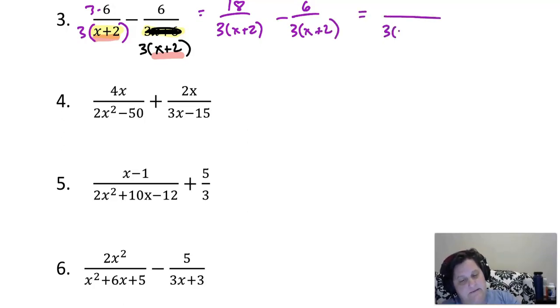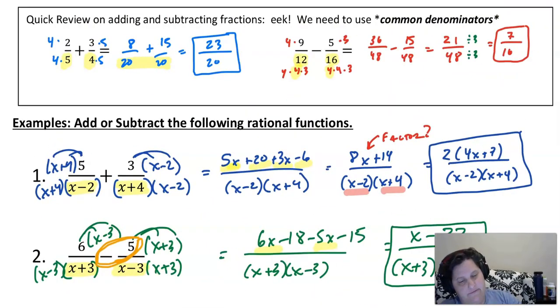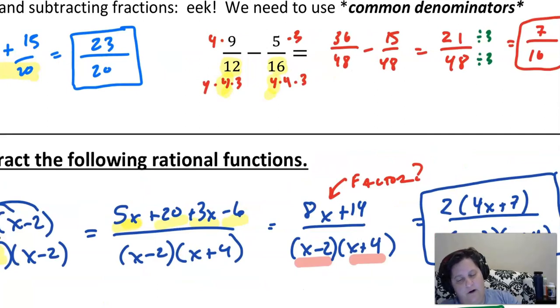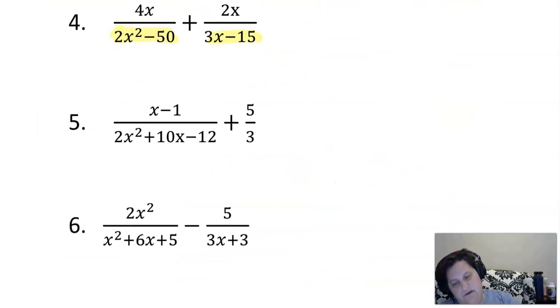18 minus 6 is 12 over 3 times x plus 2. And then again, see if you can reduce those. And so my final answer is just going to be 4 over x plus 2. Okay? Always look at the denominators, though, to see if there is anything that you can factor and repeat. So it's the idea of up here where, look, they both had a 4, so I don't have to use an extra 4. That would be going too far. Okay?